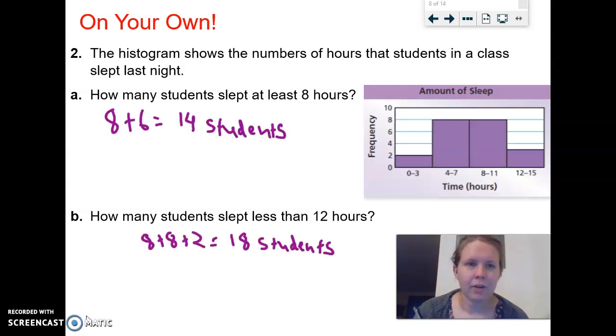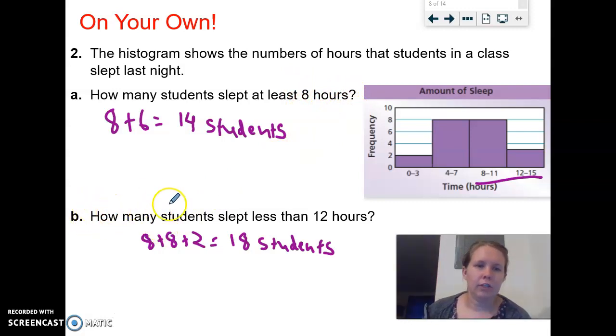All right, coming on back. So your first question is how many students slept at least 8 hours? At least means I also want to include 8. So I'm going from this 8 to 11 hours as well as this 12 to 15 hours. In the range of 8 to 11 hours, I had 8 people, and from 12 to 15, I was thinking that's probably about 6. So I would say 14 students got at least 8 hours of sleep.